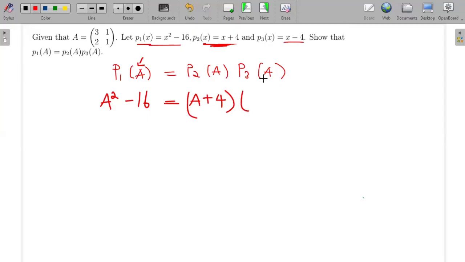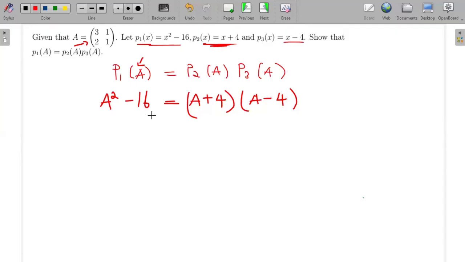And then this one is P3 of A. So wherever there's X, I put A, then minus 4. So this is what I have, okay? So you notice that here I have A squared minus 16. This A here is a matrix. You can see it there. And then this is a constant, 16. So we can subtract a matrix and a constant.